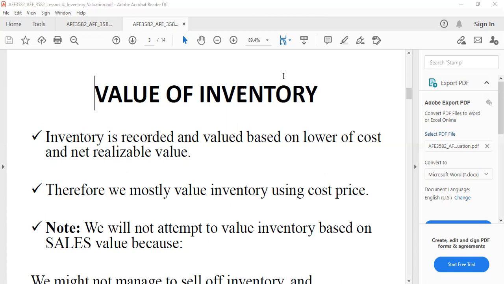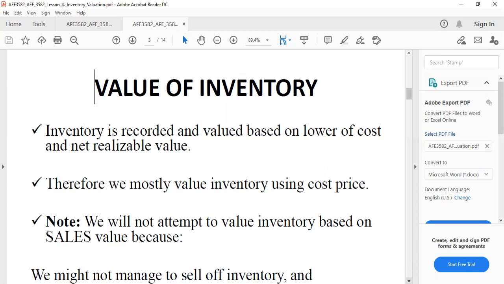You understand? So when you draw up your income statement and you valued your inventory at the selling price, what will happen to your net profit? Obviously, it will be overstated. It will be more than it was really supposed to be. Do you understand? Can you guys hear me? Yes. Okay.